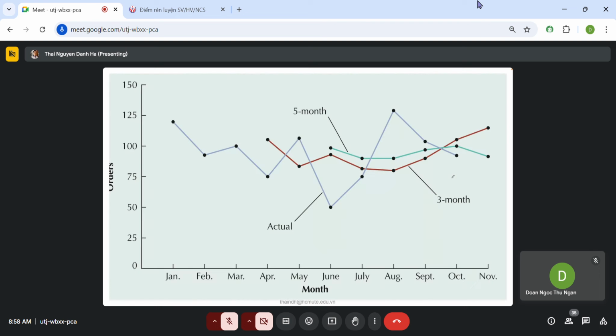And for the pattern of the forecasting, you can say that for the 5 month or 3 month, they are very, very different compared to the actual data. So it means the result is not exact for the company if they try to follow the pattern, and the risk is really high, right?